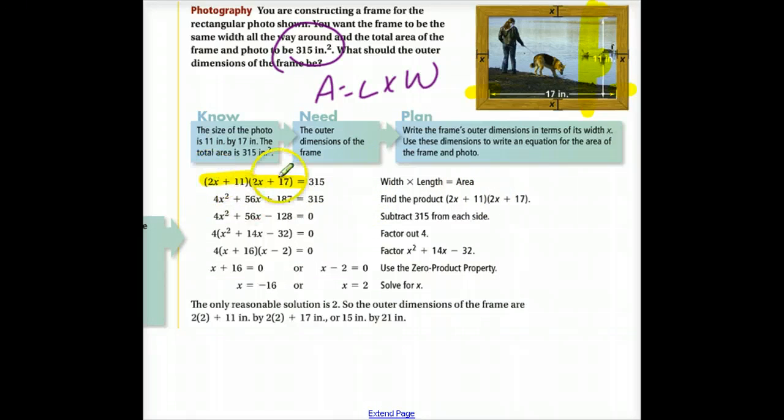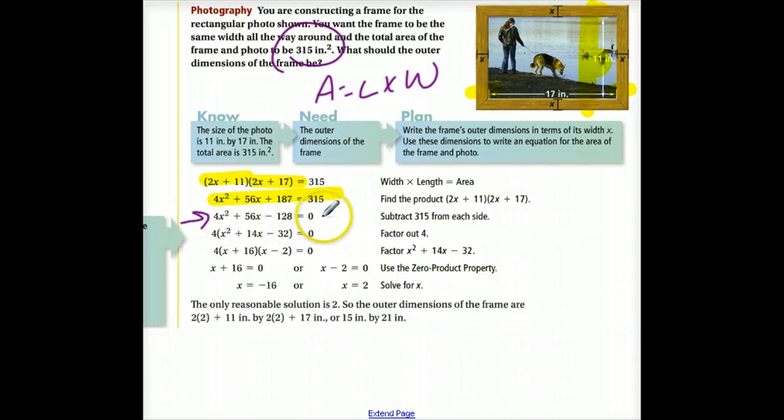All right, so I'm going to multiply these with the FOIL method, and I get 4x squared plus 56x plus 187. To get 0 on the outside, I'm going to subtract 315. So this is an example from your book that I didn't exactly show you. Sometimes this won't quite be set into standard form. To get to standard form, we want it to equal 0. So all you have to do is subtract that 315 over. So now we have 4x squared plus 56x minus 128. So we just got it to standard form here by subtracting the 315.